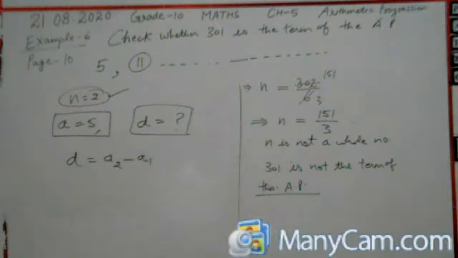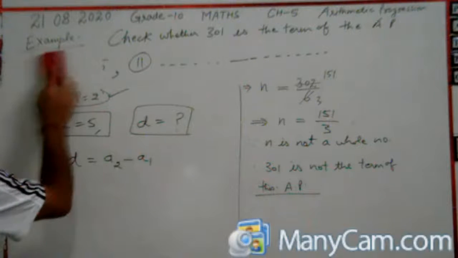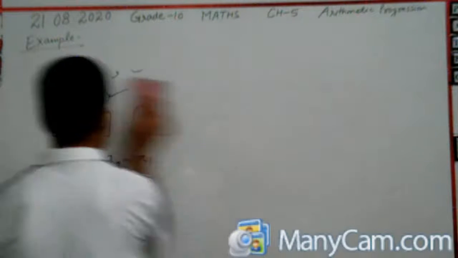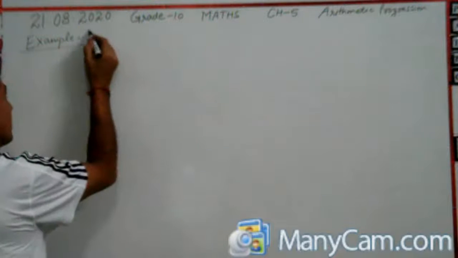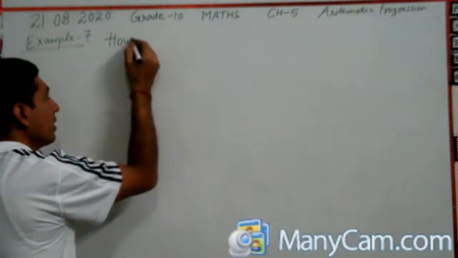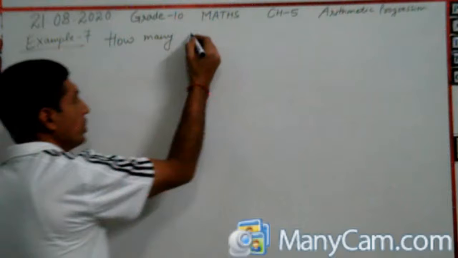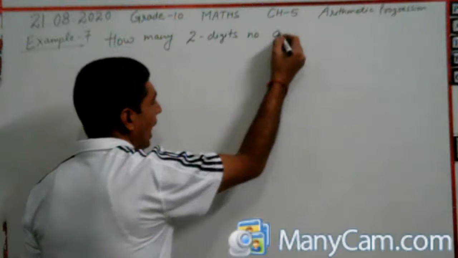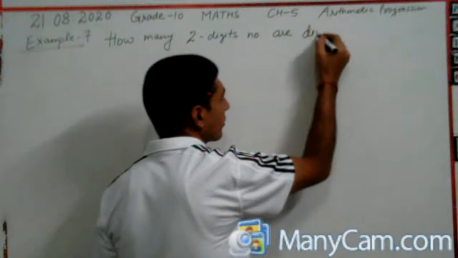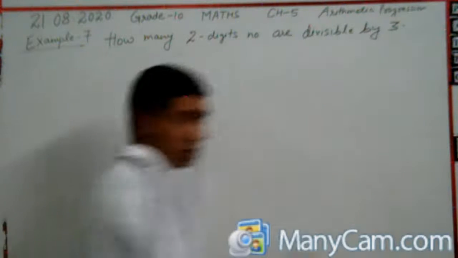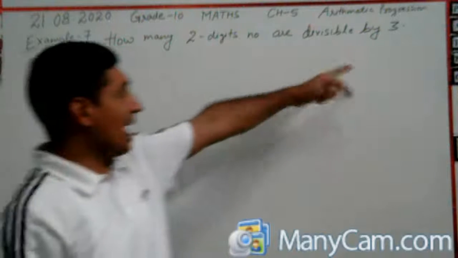Now comes example number 7. Example number 7 is about how many 2-digit numbers are divisible by 3. So the question can be, how many numbers are divisible by 4?